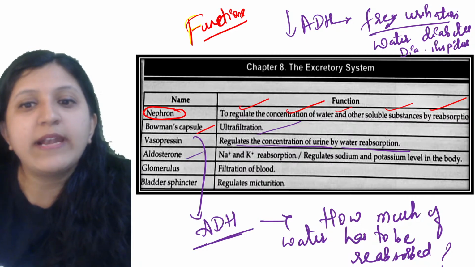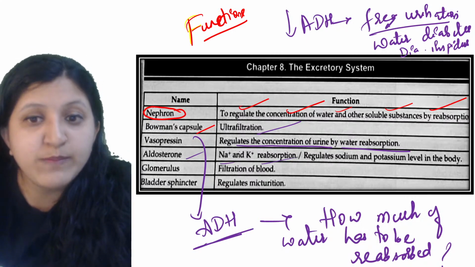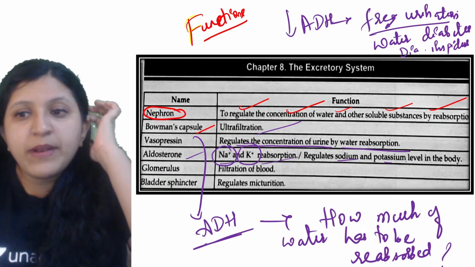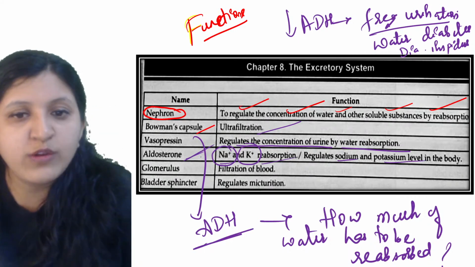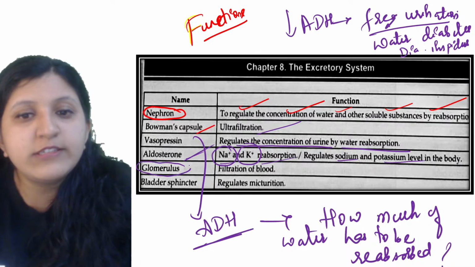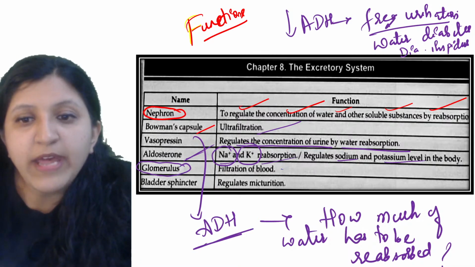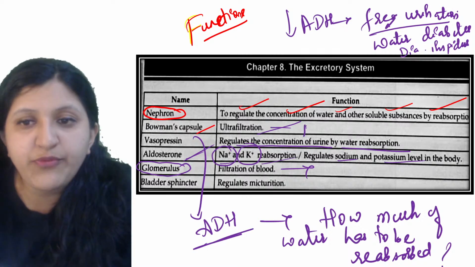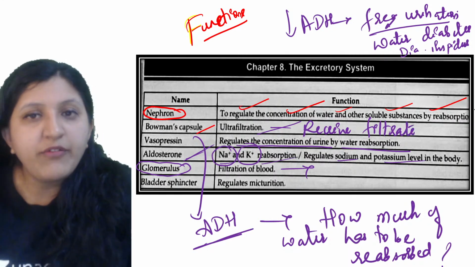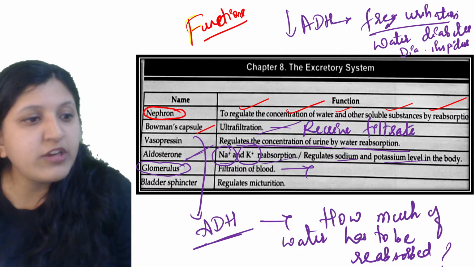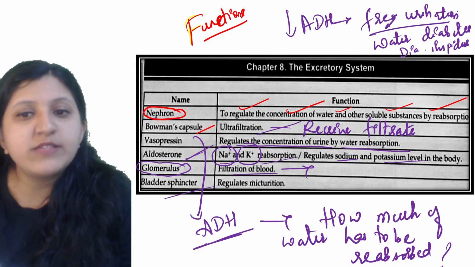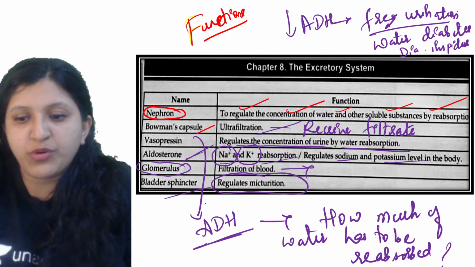Then aldosterone, that is Na plus K plus reabsorption, absorption of salt, maintenance of salt level. It regulates the sodium and potassium level in the body. Then there is the glomerulus, which is to receive the filtrate. Filtration of blood occurs here. Bowman's capsule receives the filtrate after the ultrafiltration, but the main function of the glomerulus is to perform the filtration of the blood.